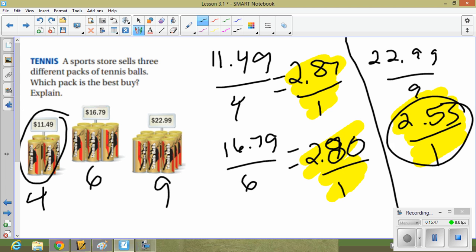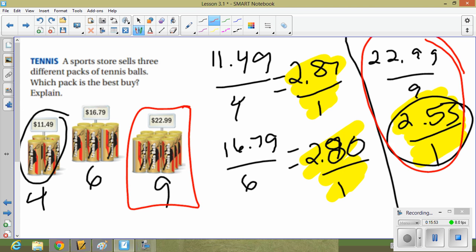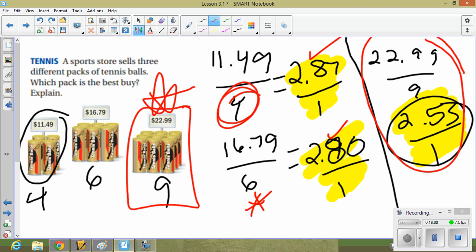And hopefully you are telling me this is your best buy, the package of 9, because each tube costs $2.55, whereas in the 6-pack you're paying $2.80 per tube, and in the 4-pack you're paying $2.87. So those are more expensive than this last package.